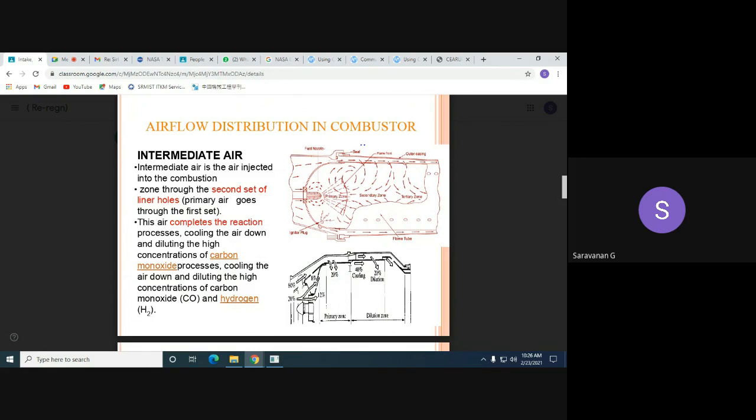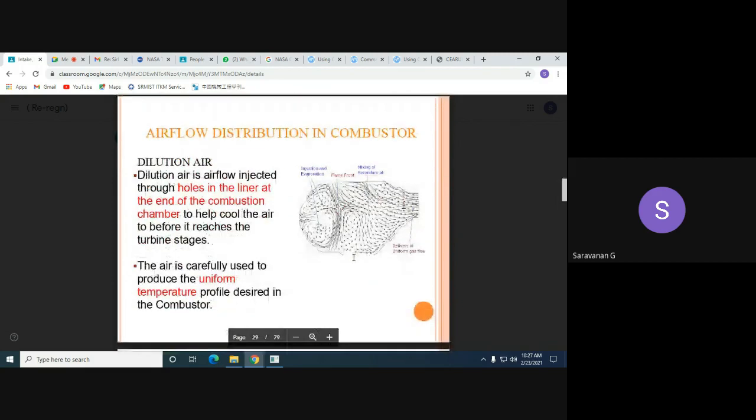This air completes the reaction processes and cools the air down, burning the high percentage of carbon monoxide and hydrogen present in the system. The dilution air is the airflow injected through the holes in the liner at the end of the combustion chamber. It is used to cool the air before it reaches the turbine stages. More air can be used, sometimes 40%, sometimes 50%, to cool down the hot gases coming out of the chamber and the secondary zone, and there will be a uniform temperature profile.